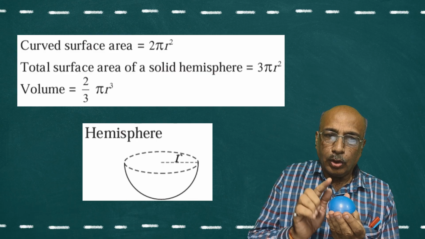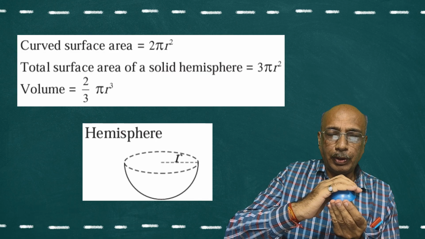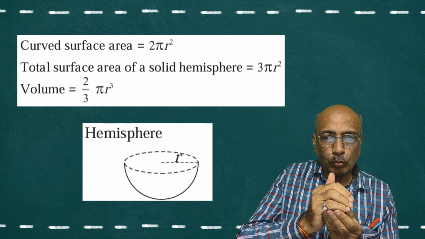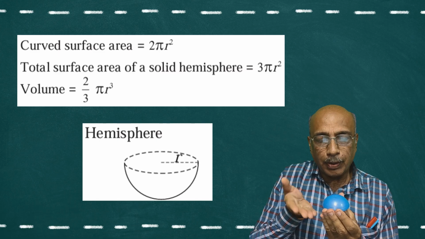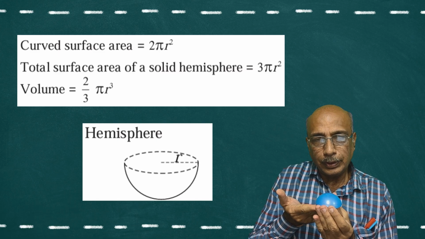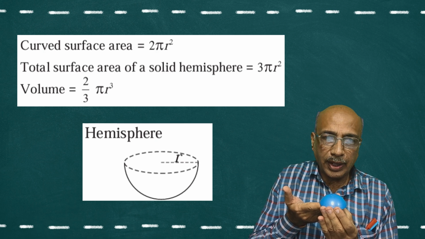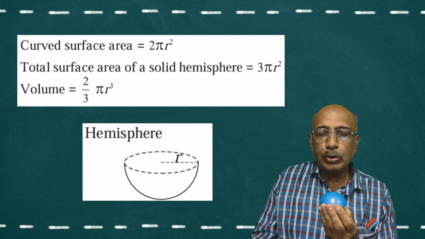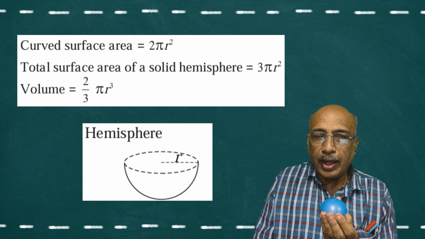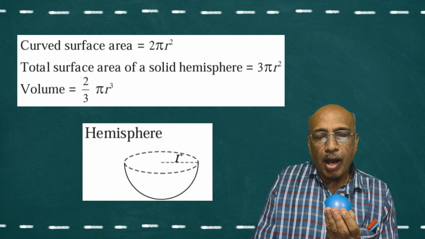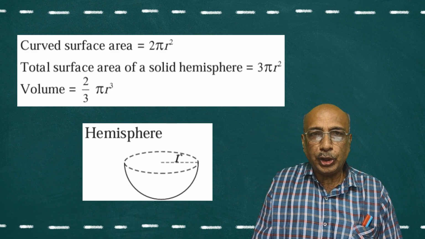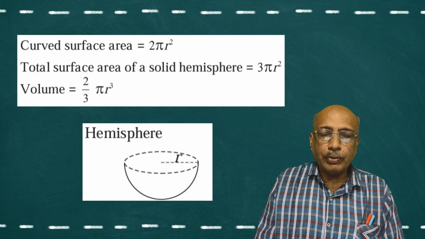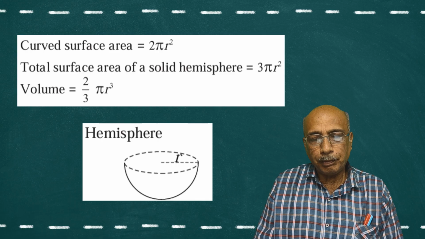And the total surface area of the hemisphere will be the curved surface area of the hemisphere, that is 2 pi r square, plus pi r square at the bottom, this part. So total surface area equals 3 pi r square. And the volume will also be half of the volume of the sphere, that is half of 4 by 3 pi r cube, which equals 2 by 3 pi r cube.